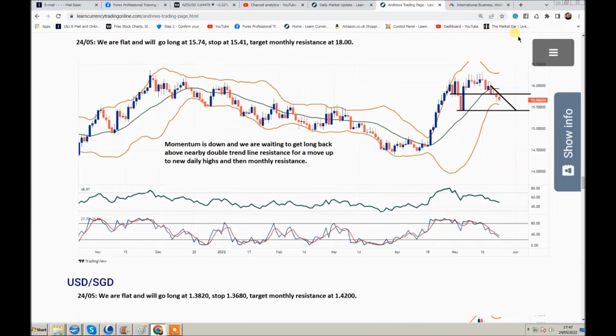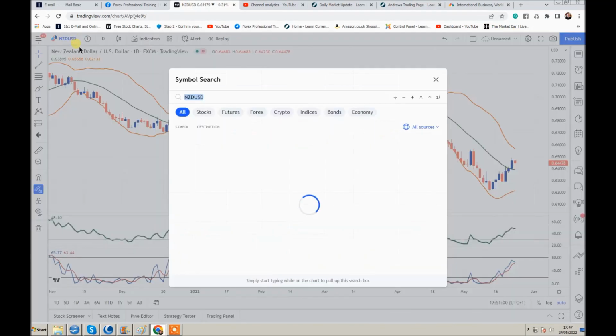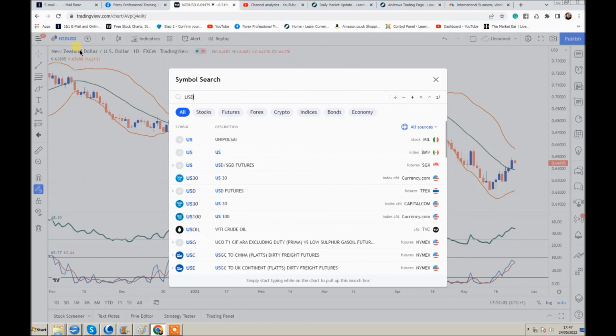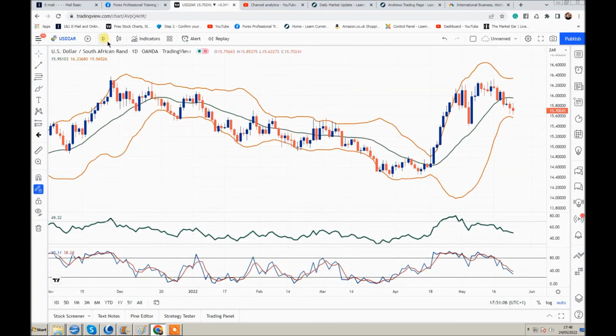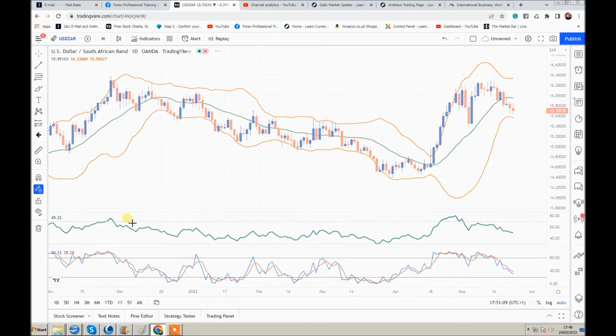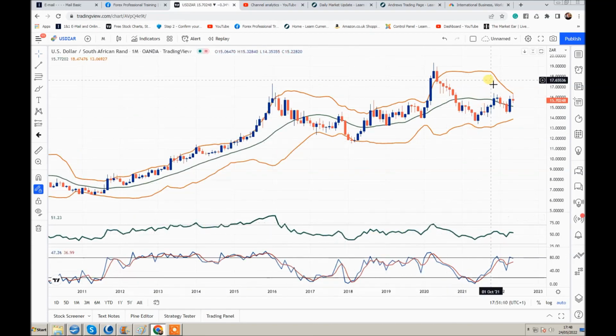So obviously it's off the top of my computer screen. I'll just show you where I got my target from. USD ZAR. On the monthly chart, I'm going for a move back up to here, okay? So near enough chart highs.